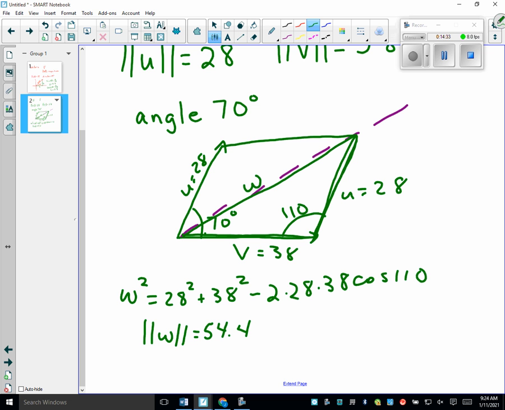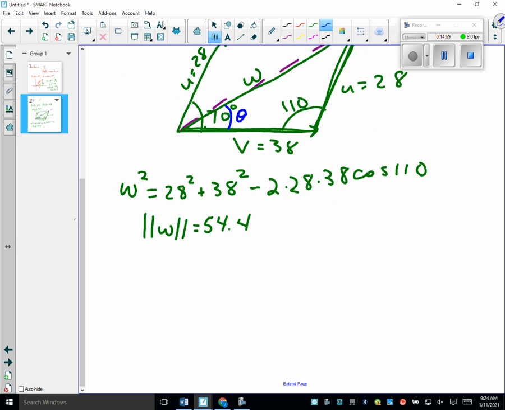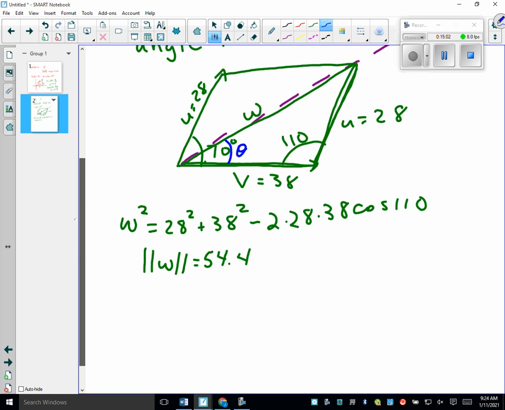Are you with me? The angle, or theta, that I want to find is this angle right here. You see that? Because it's the angle from the horizon. So, how would I find theta? Since it's a parallelogram, can't we just have 70? No, because remember we said it would be closer to V than it would U because it's stronger.